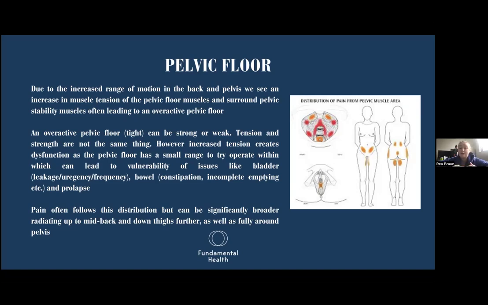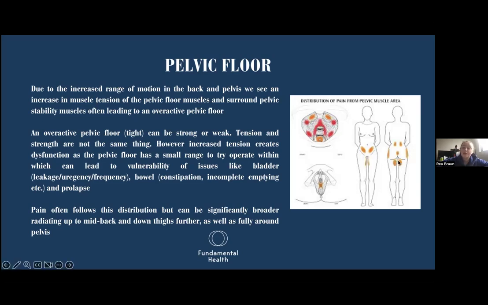So when we have increased tension, we usually see that the pelvic floor is working in a smaller range. The way I often describe it to people is like a bicep. We're wanting it to be able to contract and relax fully for good function. But if it's tight, we're seeing a smaller little range, which is not what we want. We want to see it fully contract, fully relax, and that way we know it's going to be doing its job to the fullest. So when we have that smaller range, it can lead to a vulnerability of issues like things for the bladder, leakage, urgency, frequency issues, issues in the bowel, constipation, incomplete emptying, etc., and issues with prolapse as well.